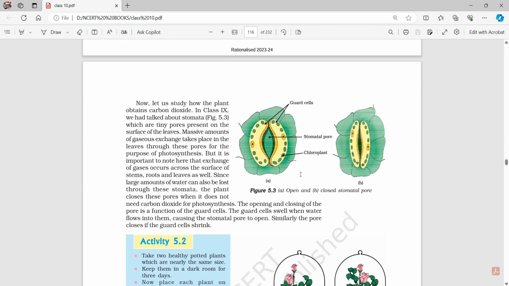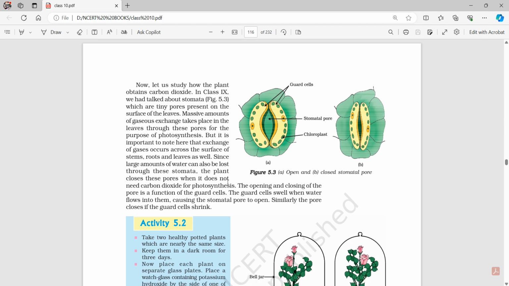In class ninth, we had talked about stomata, figure 5.3, which are tiny pores present on the surface of the leaf. Massive amounts of gaseous exchanges take place in the leaves through these pores for the purpose of photosynthesis. But it is important to note here that exchange of gases occurs across the surface of stems, roots, and leaves as well. Since large amounts of water can also be lost through these stomata, the plant closes these pores when it does not need carbon dioxide for photosynthesis.